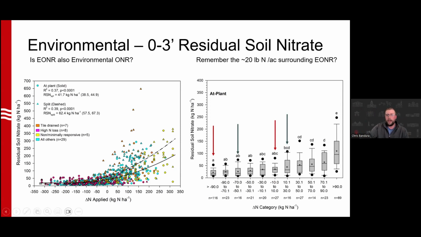When you step up one notch here and go up to 30 pounds over the true optimum N rate, those nitrate levels are the same as if we under applied by up to 50 or 70 pounds. So really what this tells us is that future nitrogen rate recommendation tools need to be able to predict and recommend rates that are within no more than 30 pounds over that particular field's actual optimum nitrogen rate. Once you apply over 30, you start to see soil nitrate accumulating at significantly higher rates.